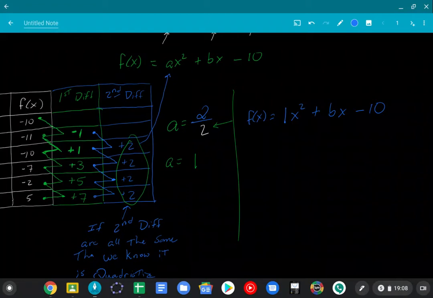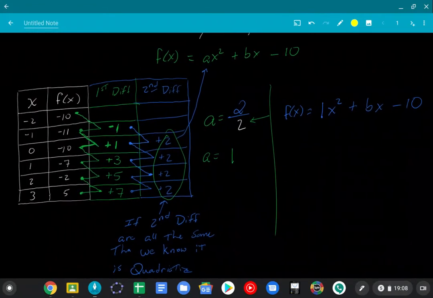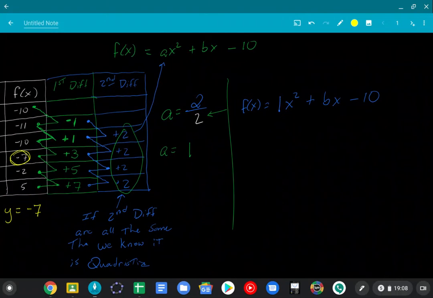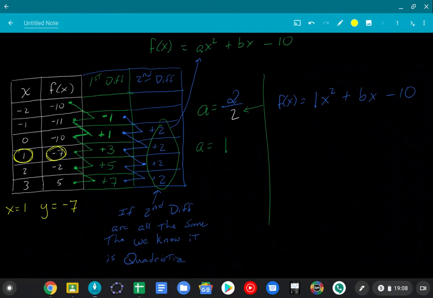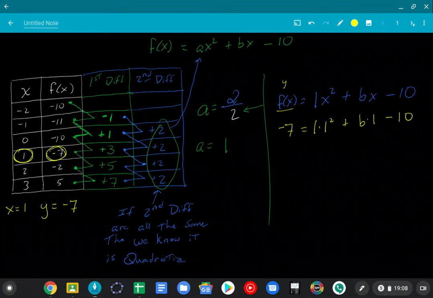All right, so now check this out. How do we find B? Well, we have enough information. I'm going to go ahead and pick any two X's and Y's I want. So I'm going to pick, say, 1 and -7. I'm going to let X equal 1, and then Y has to be equal to -7. So I'm going to plug that into our formula. Wherever I see f of x, which is your y, that's going to be -7. Wherever I see an x, I'm going to put in a 1. So 1 times 1 squared plus b times 1 minus 10.